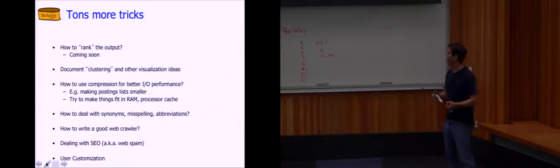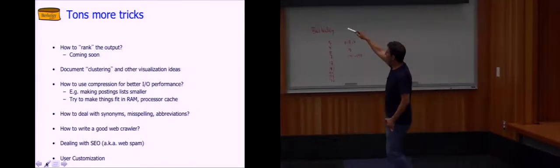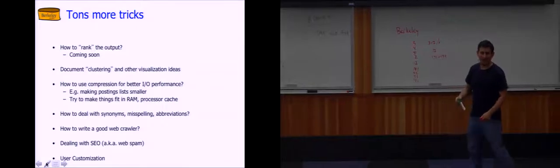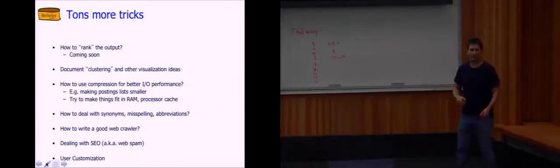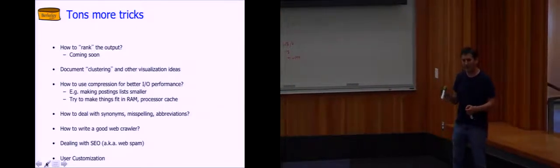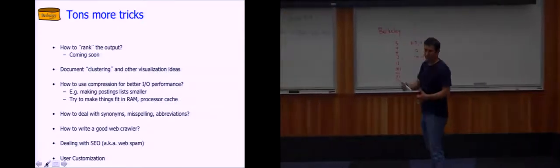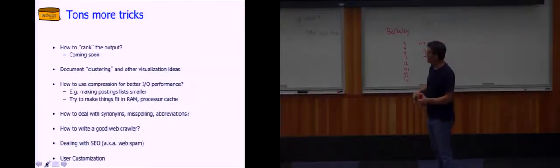That took a while. Dealing with search engine optimization, or really web spam. So if there's a third party that wants to get high in the rankings and will do anything to do that, how do you make sure that they don't get control over the rankings? The rankings are somehow fair, right?